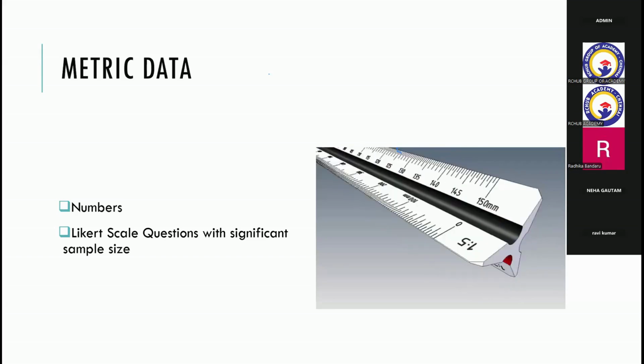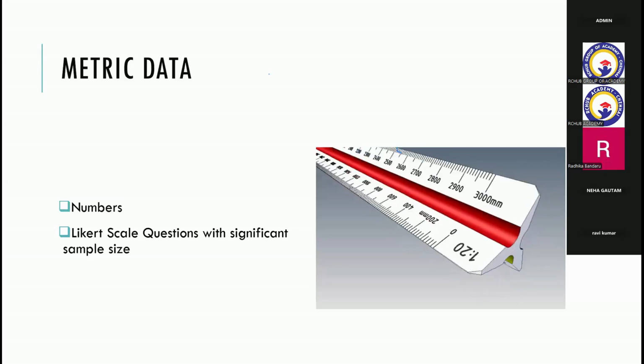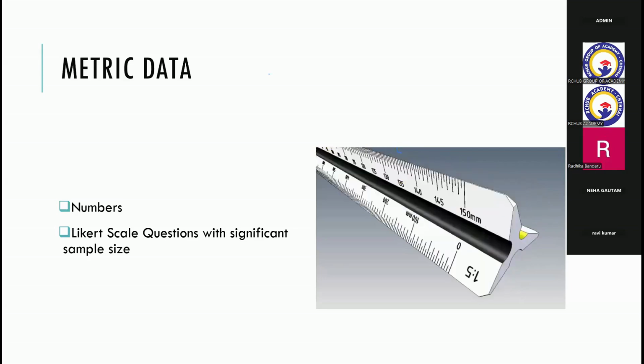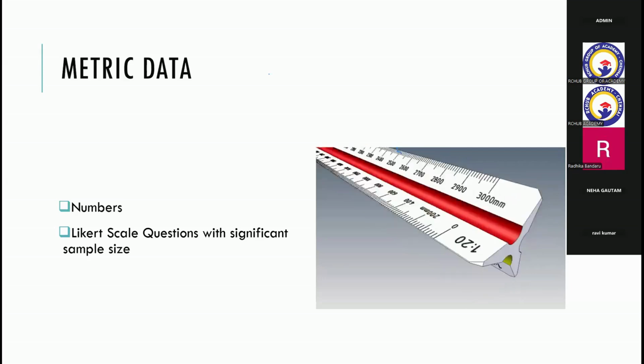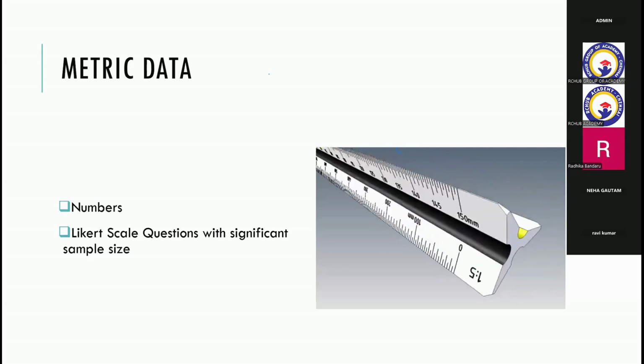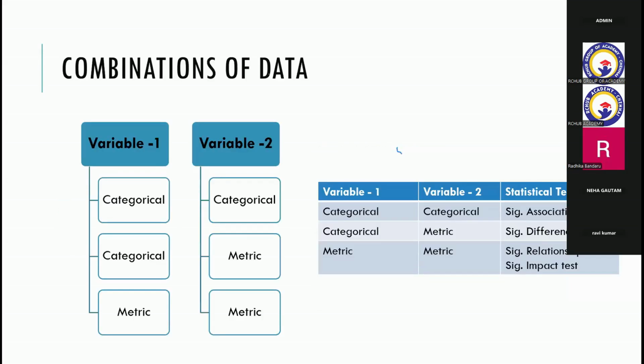So I told you, when it comes to statistics, there are only two types of data: categorical data and metric data. So let us look at the combinations. Now let's look at the combinations.